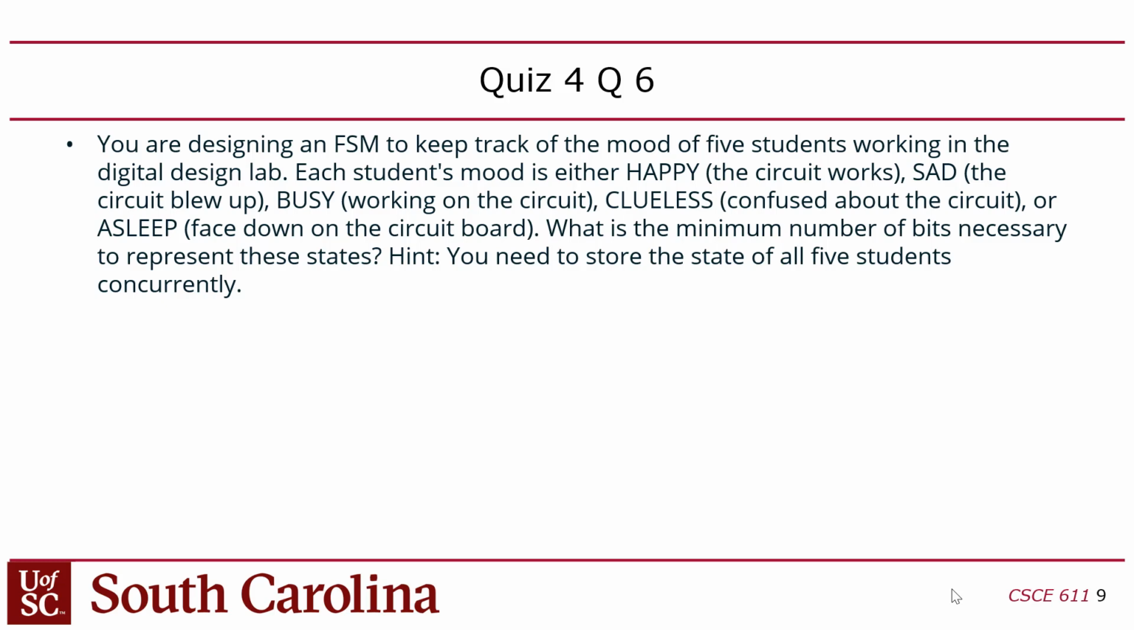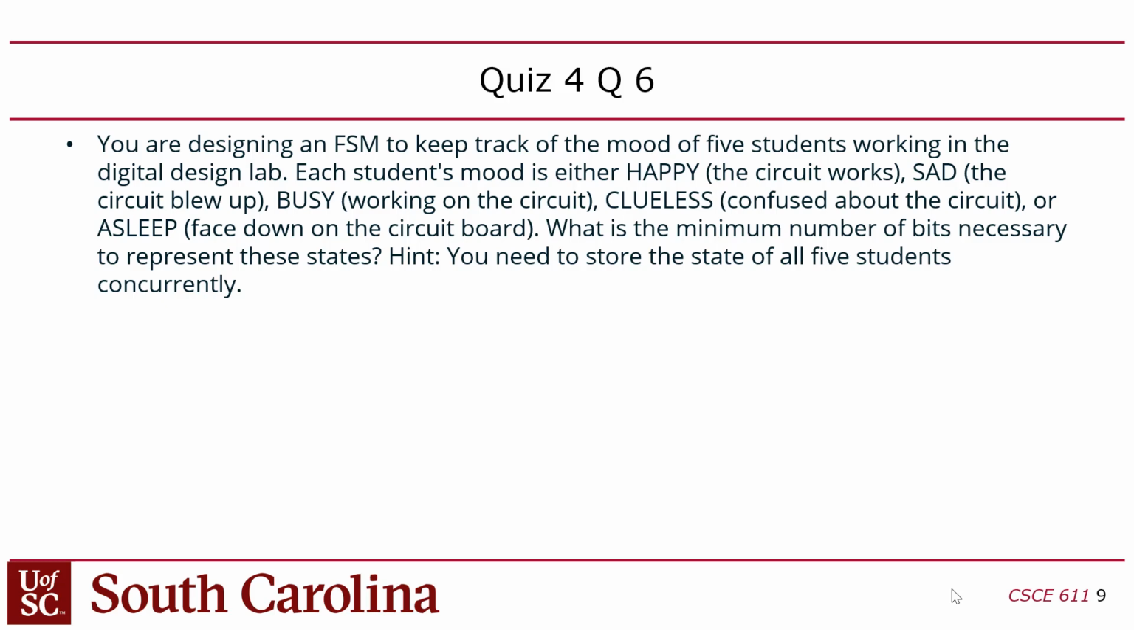But the problem is that there's 5 students who can all be in a different mood, right? So if you want to keep track of the mood of all 5 students, then the number of possible states is essentially going to be 3 bits per student, right? Or another way to look at it is you have 5 states, and you would raise that to the power of 5, right? And then take the log base 2. Because if you look at it like each mood is like a symbol, or a character, and then you've got 5 of them. So it would be 5 raised to the power of 5.